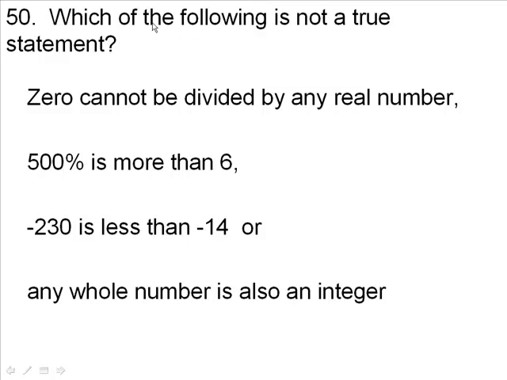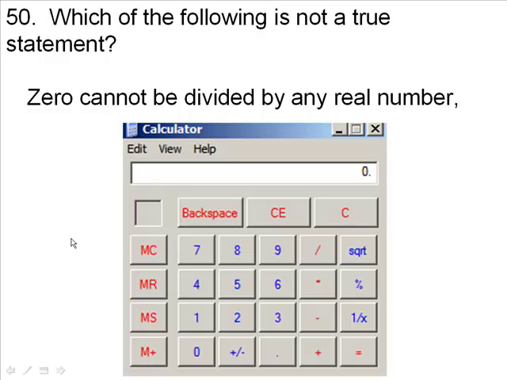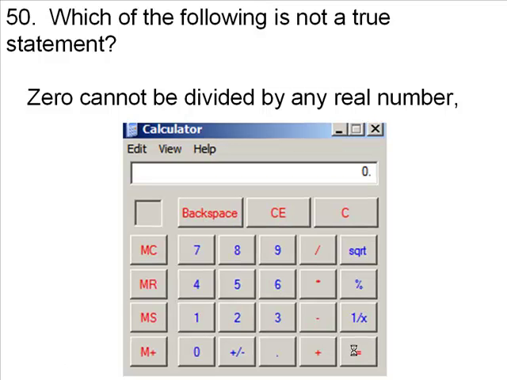Okay? Let's look at statement number 1 here. 0 cannot be divided by any real number. Well, let's show a calculator on the screen. And we'll punch in the number 0. Then we'll hit divided by, and then we'll say 6, and then I'll hit the equals. And that gave me an answer, didn't it?